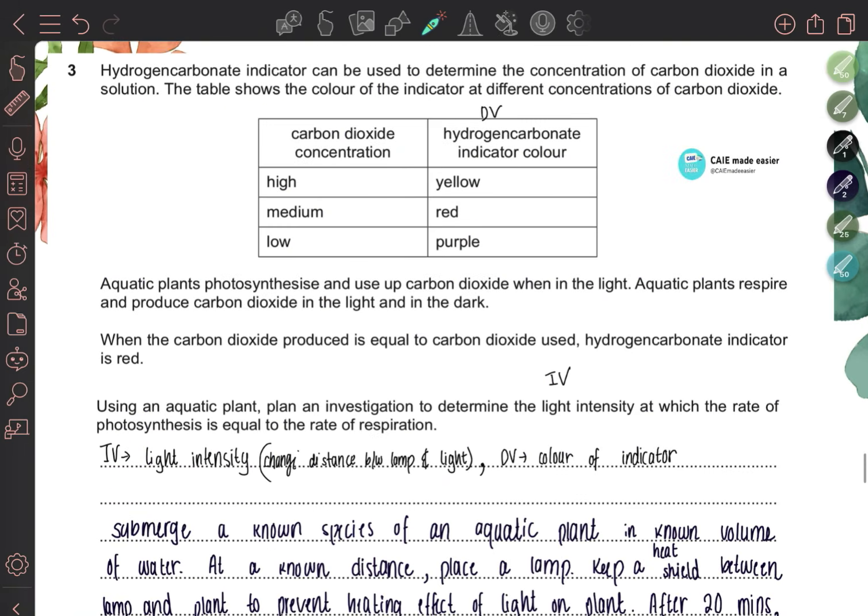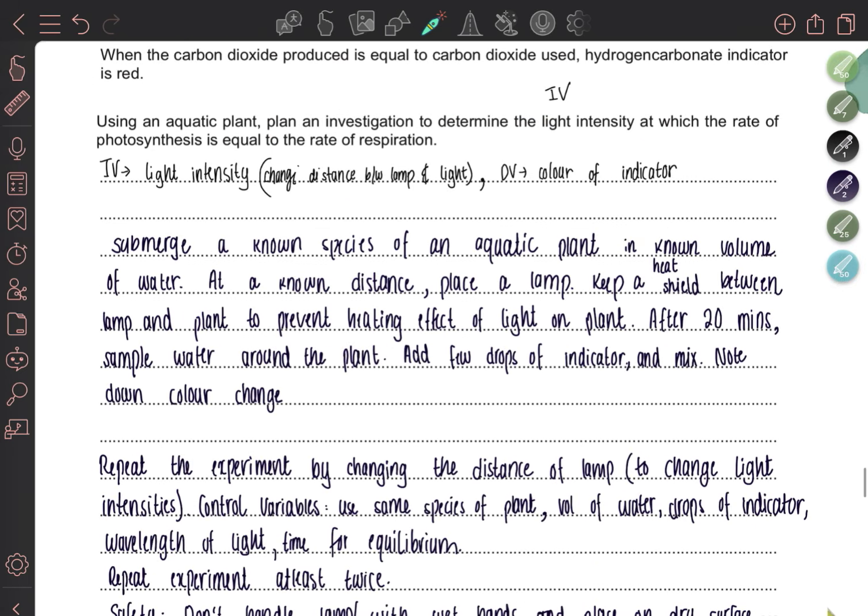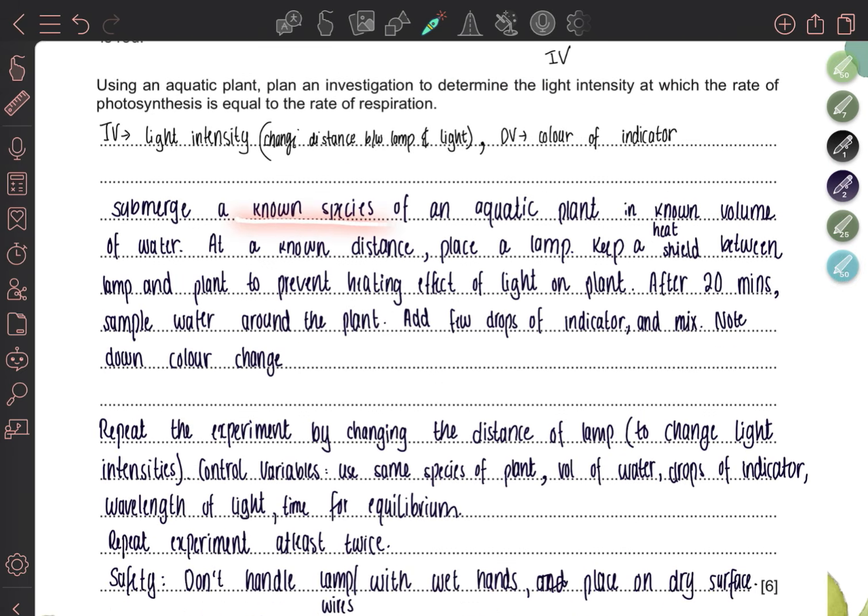If the color changes to red, that means at this light intensity, photosynthesis and respiration are equal. That means production and usage is the same. But if you get different colors, this is what it indicates, right? So you're going to change the distance until you get red color. So these are the steps. Submerge a known species of an aquatic plant in a known volume of water, and then at a known distance place a lamp. Okay, so this is going to provide your light intensity.